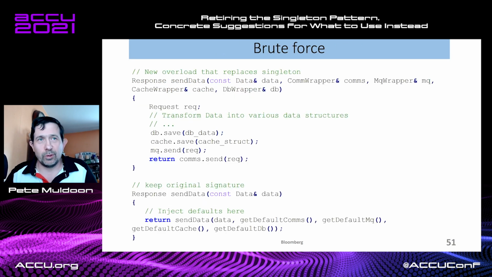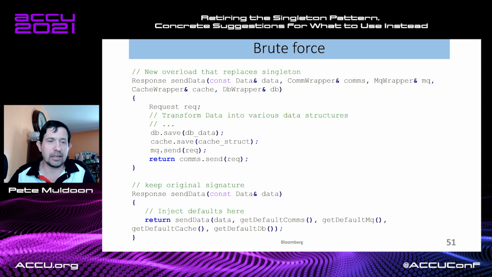So I can do it by brute force, right? If we look down here, I now have a send data function that takes my original data and a bunch of wrappers. And although there is an argument to be made that I'm showing all the dependencies, there's also an argument to be made that you're cluttering up the function header with a bunch of stuff that makes it hard to figure out what you pass in here.